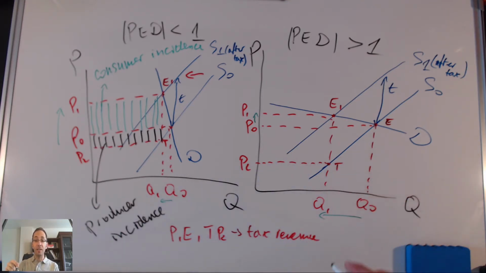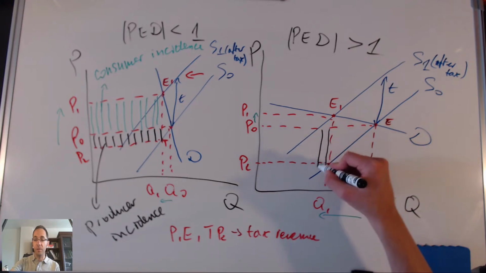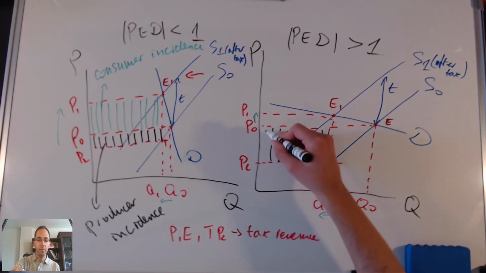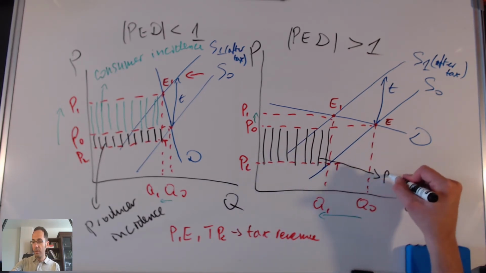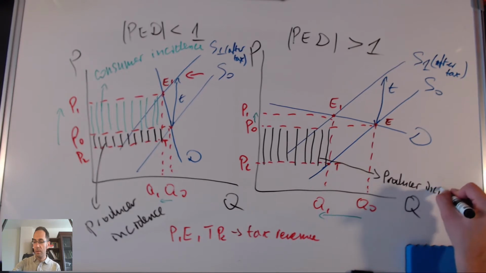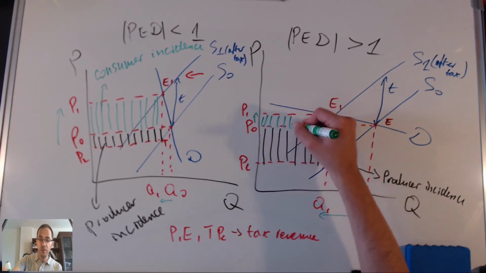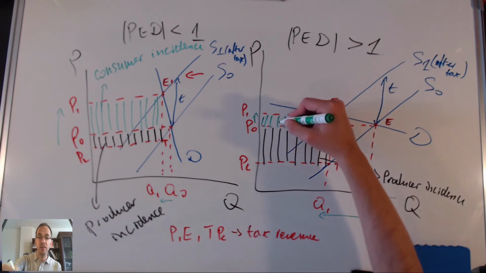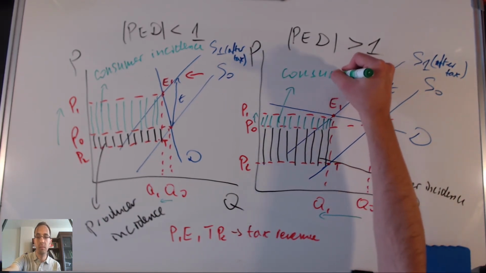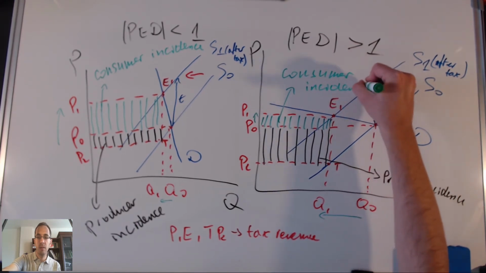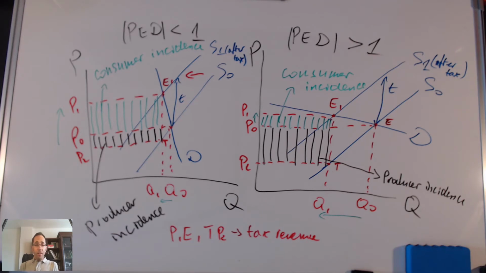If we look at what's happening in the other case, the producer burden or incidence from the tax will be this much. So this is the producer incidence, and the consumers pay a relatively small part of this tax. This green area represents their tax burden. So consumer incidence. So once again, this proves that the government would be more efficient at collecting taxes from goods with inelastic price elasticity of demand.